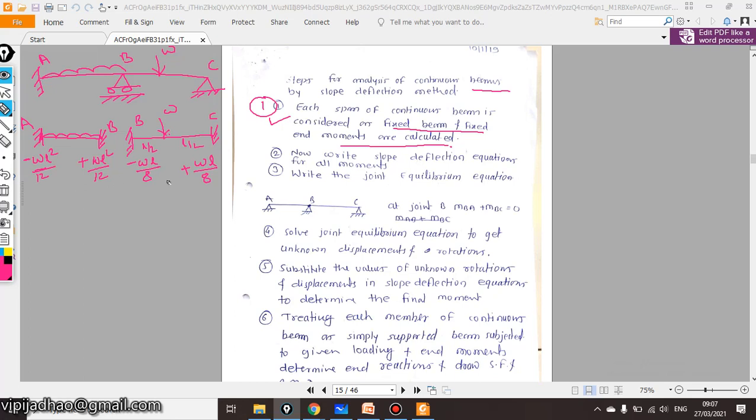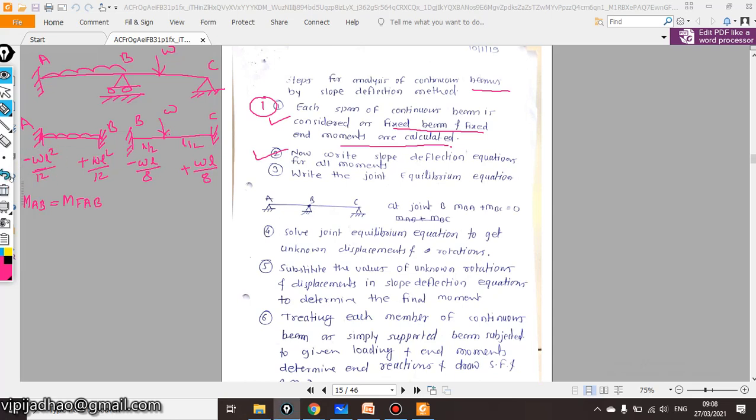Okay, so after calculating the fixed end moments, step number 2 is to write down the slope deflection equations. Write down the slope deflection equation for each of the spans. So we'll write down the slope deflection equation for AB. The slope deflection equation for AB will be MAB equal to the fixed end moment at AB, that is MFAB.